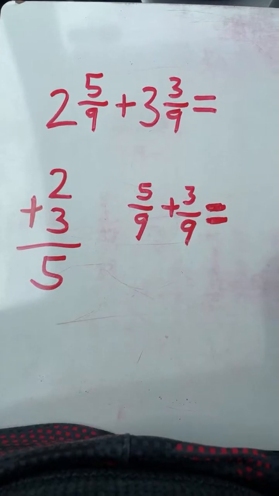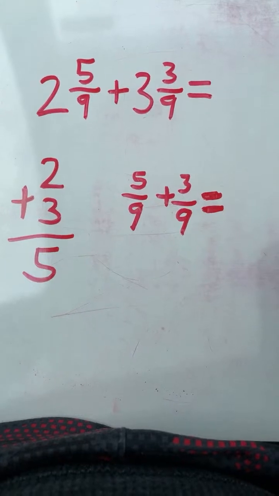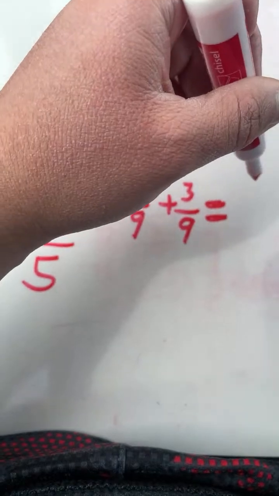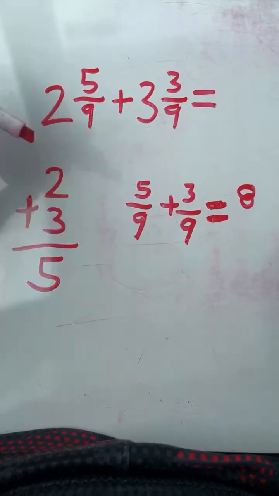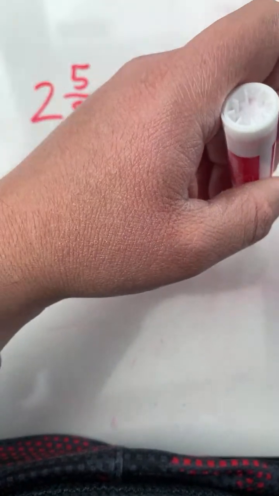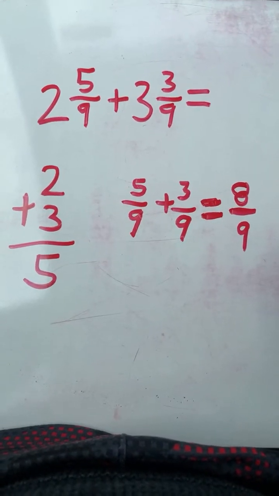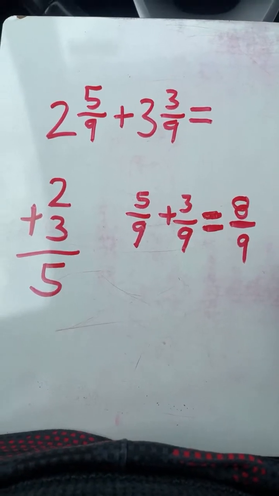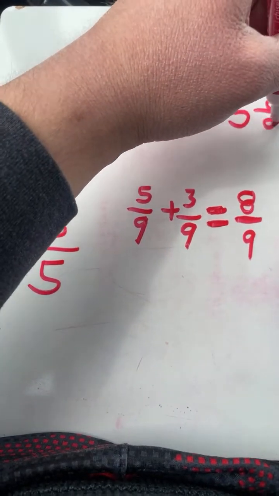So adding fractions is just like adding whole numbers. The only difference is whatever the denominator is, aka whatever the bottom number is, we keep it the same. So 5 plus 3 equals 8. 8 is our numerator. Since our denominator is 9 for both fractions, it's going to be 9 in our answer. So 5/9 plus 3/9 equals 8/9. 2 plus 3 equals 5. So our final answer is 5 8/9.